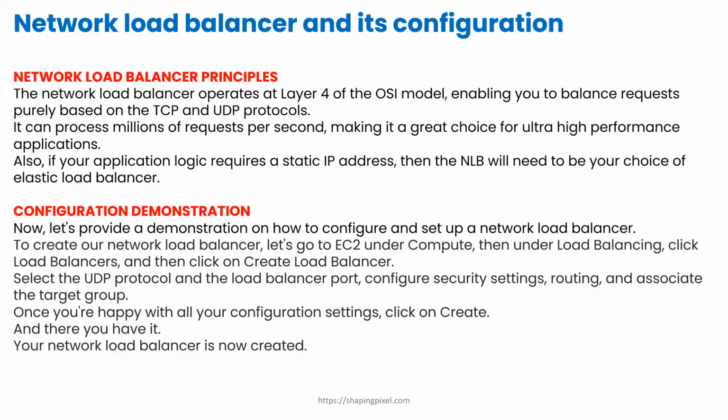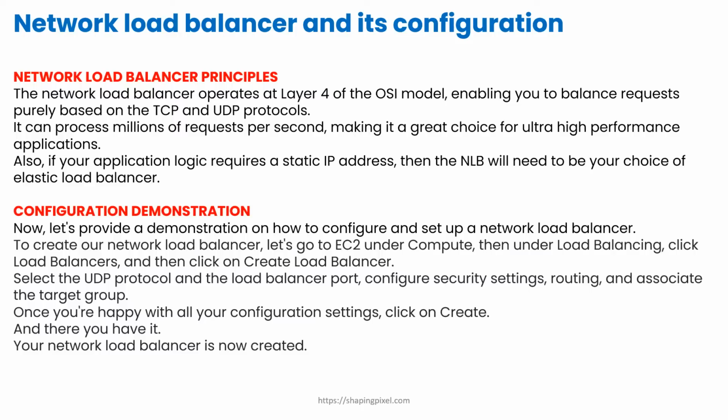Let's dive into network load balancer and its configuration. The network load balancer operates at layer 4 on the OSI model, enabling you to balance requests purely based on the TCP and UDP protocols. It can process millions of requests per second, making it a great choice for ultra high performance applications. Also, if your application logic requires a static IP address, then the NLB will need to be your choice of elastic load balancer. Now let's provide a demonstration on how to configure and set up a network load balancer.